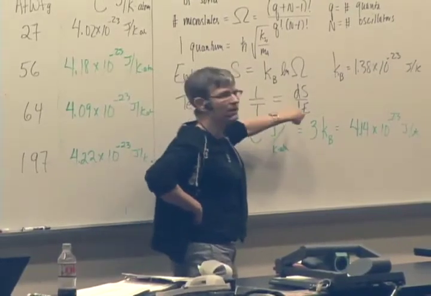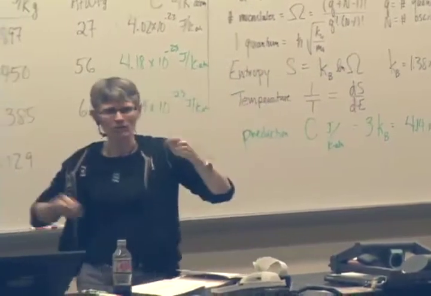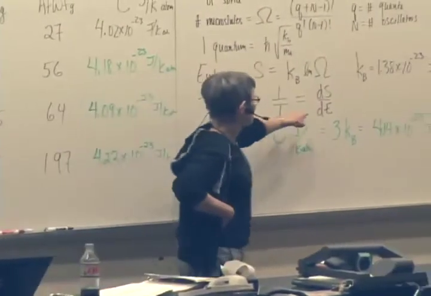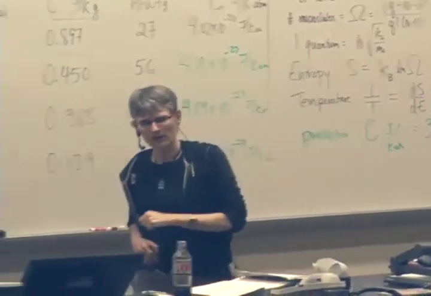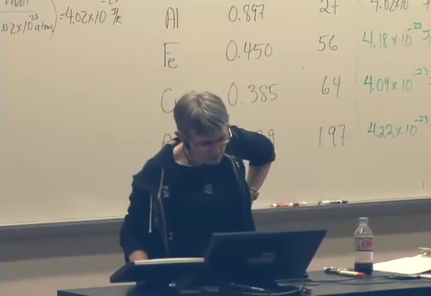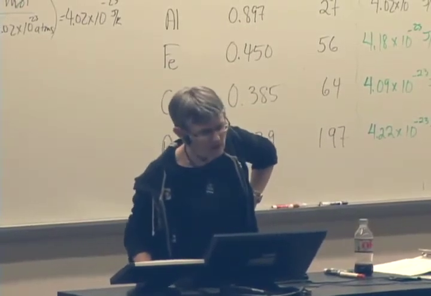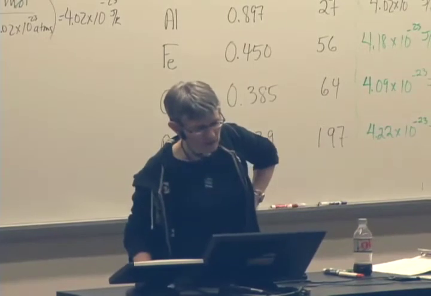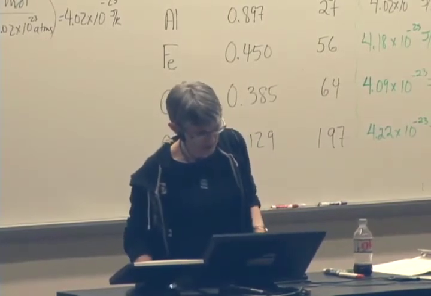So if we just keep putting energy into one of our blocks of aluminum, it keeps getting warmer and warmer, we keep calculating the amount of energy we put in, the change in entropy, the temperature. We should be able to get a plot of temperature versus the amount of energy we put in. And when we do this, it looks like this.